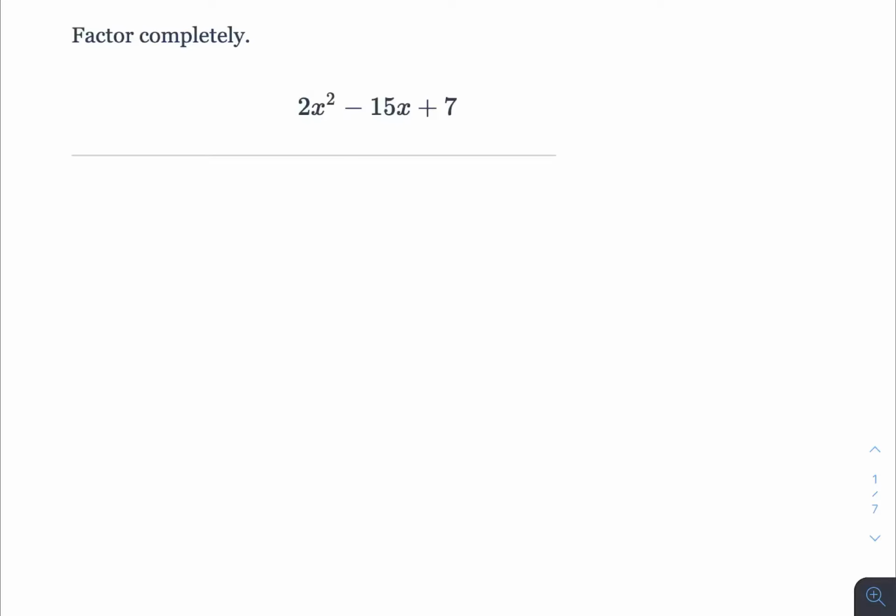To start, we want to find factors of our a, which is this value out here. In this case, just 1 and 2. And then factors of our c, or our constant out here, which are 1 and 7. And then we have to be careful here. It also could be -1 and -7.